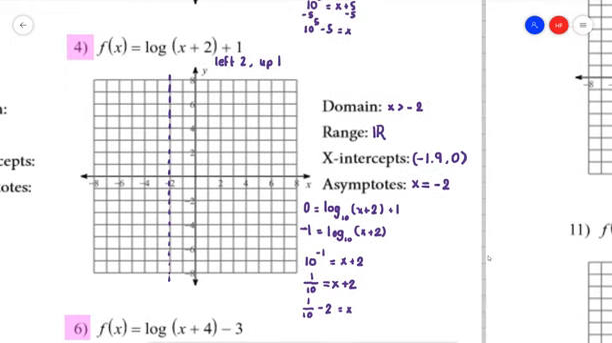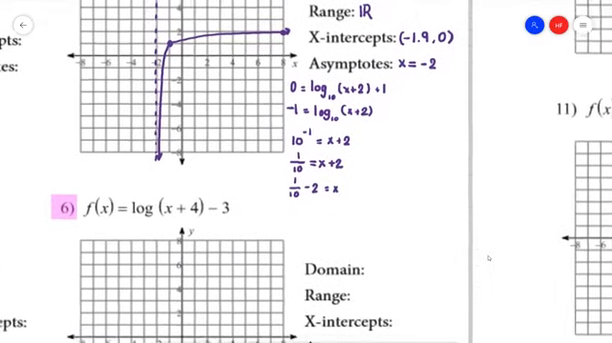We're going to take that original starting point of 1, 0, move it to the left 2 and up 1. Original continuing point of 10, 1, we move left 2, is now at 8 and up 1. And we're getting close to that asymptote. We've got our graph sketched out and all of our information on the right there, so we're done.